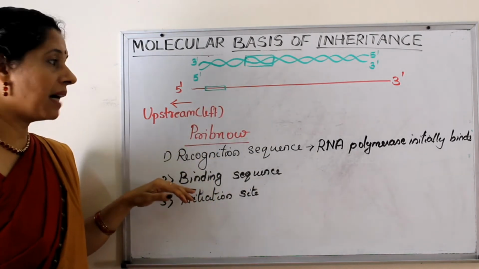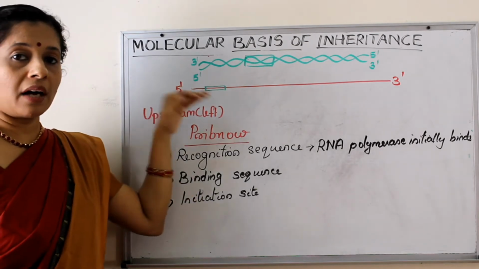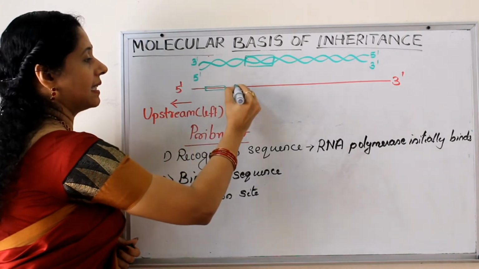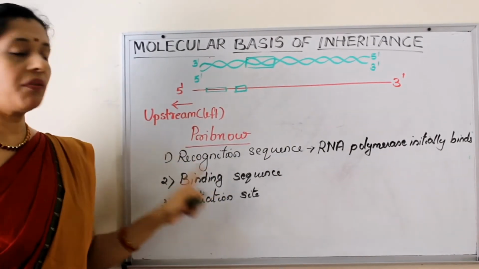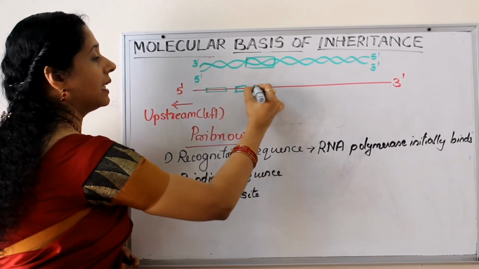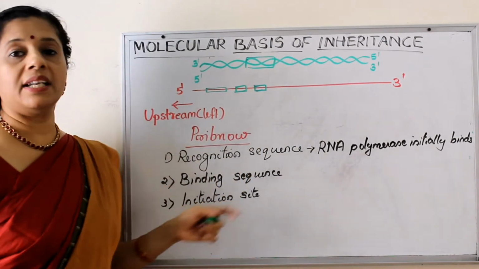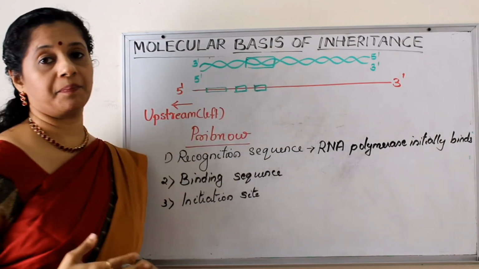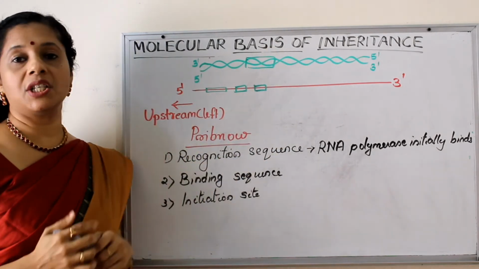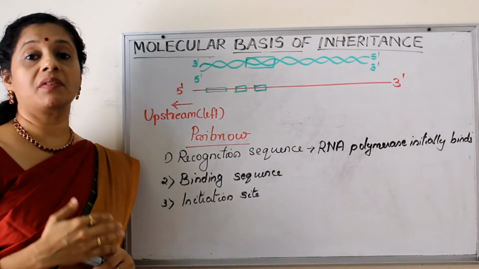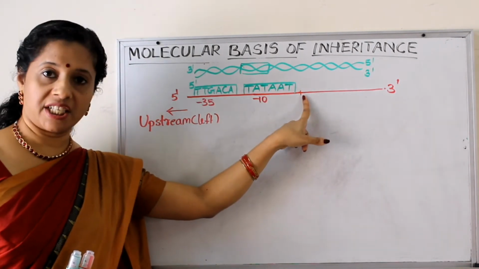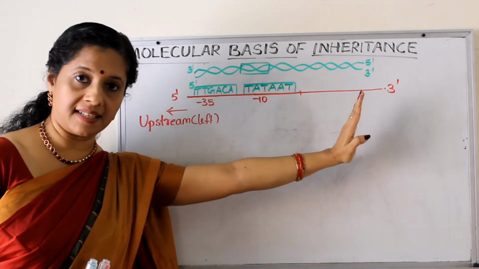The next step is the binding sequence. After binding there, it will diffuse into the binding site. From the binding site, it will go to the next site, which is called the initiation site, from where the transcription can start. Once it reaches the initiation site, the process of transcription will start. Suppose we consider this as the initiation site from where transcription can start.